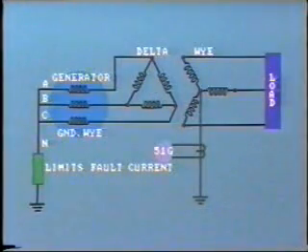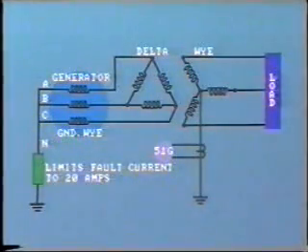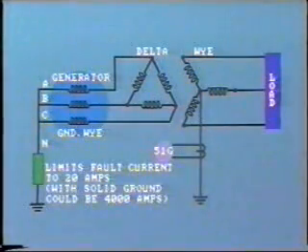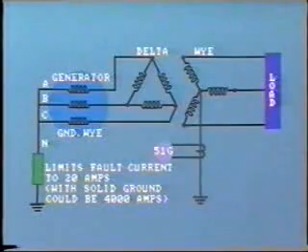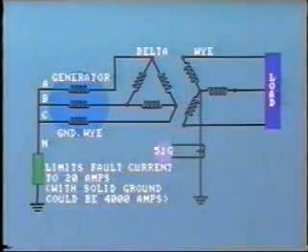To give you an idea of the order of magnitude, the grounding impedance may be sized to limit the magnitude of ground fault current to, say, 20 amps. This is far less than would be the case with a solidly grounded neutral, where the fault current could be in the order of, say, 4,000 amps.